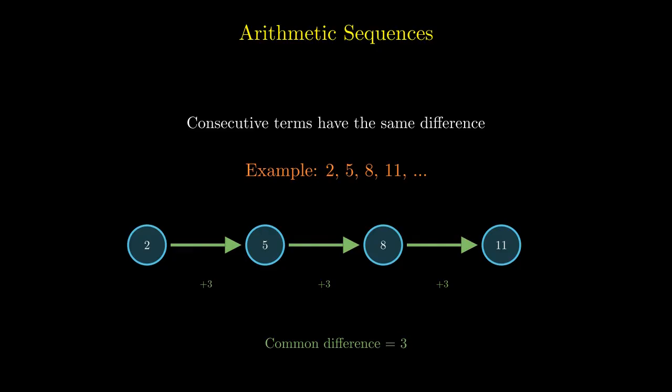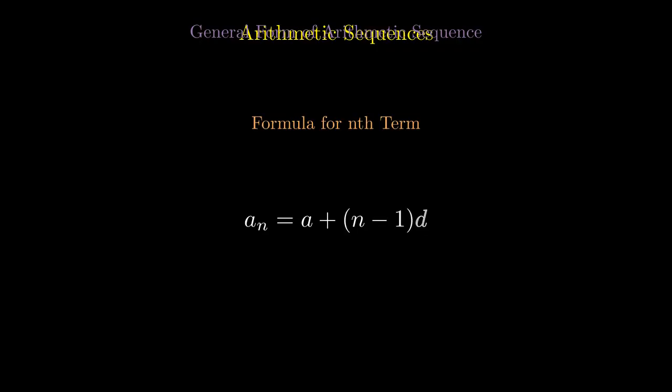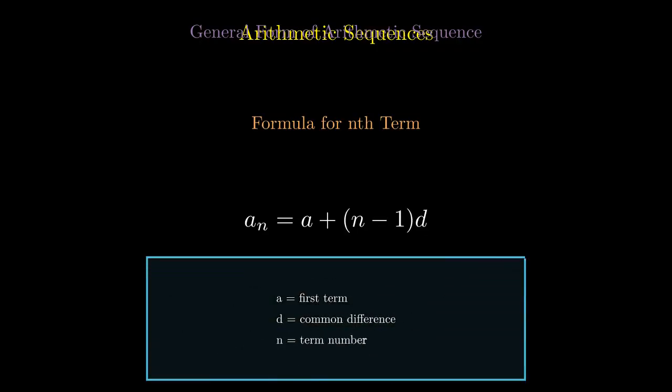Look at the diagram below. You'll see how each term increases by the same amount, 3, as we move along the sequence. The general form of an arithmetic sequence looks like this: a, a plus d, a plus 2d, a plus 3d, and so on, up to a plus (n minus 1) times d. To find a specific term in the sequence, we use the formula as written below: a sub n equals a plus (n minus 1) times d. Here, a is the first term, d is the common difference, and n is the term number you want.